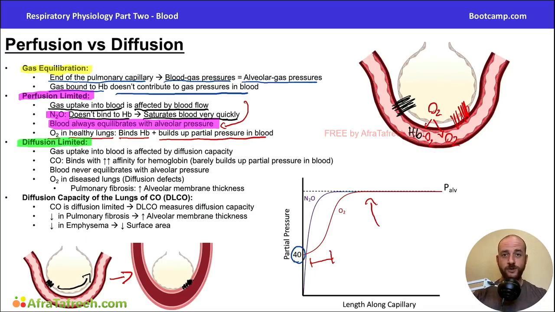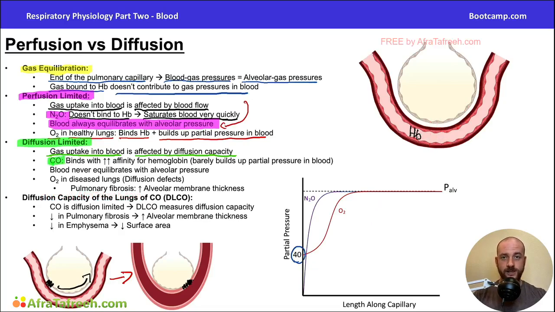So for a diffusion limited gas, the gas uptake into the blood from the alveoli is mostly affected by the diffusion capacity of the lungs, or in other words, how intact the alveolar capillary membrane is. And the classic diffusion limited gas is carbon monoxide.